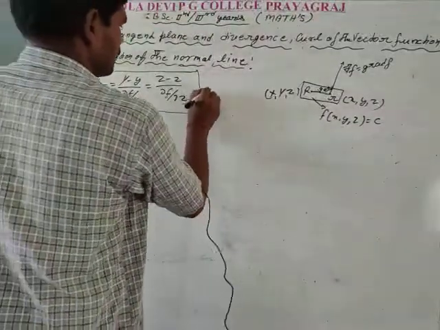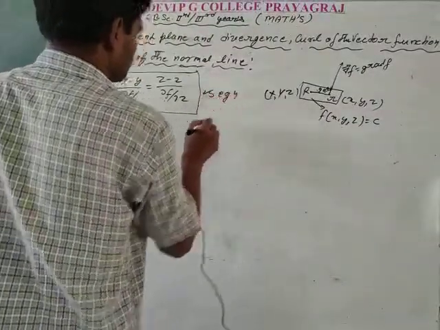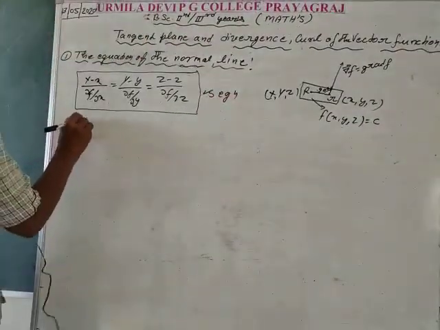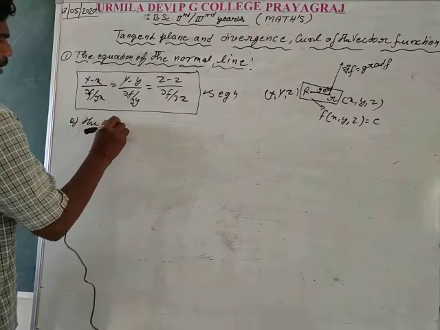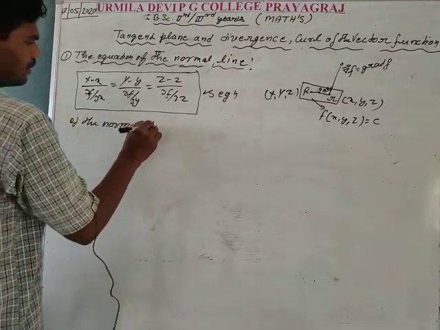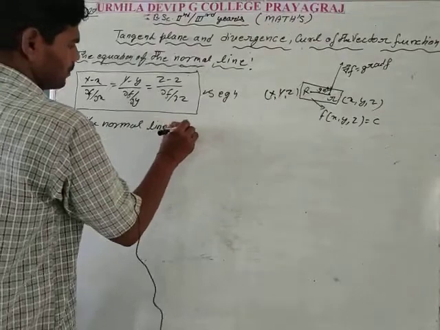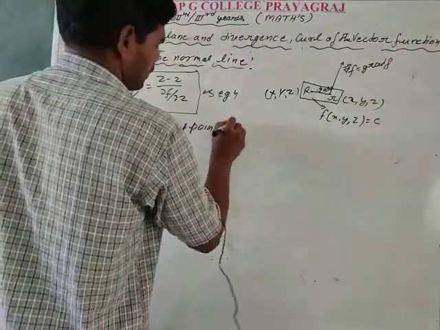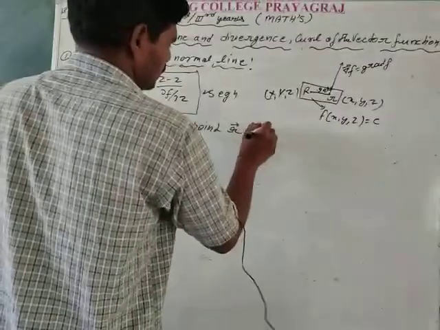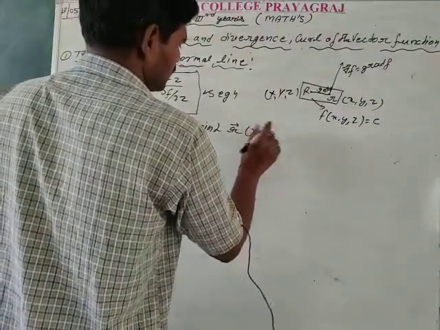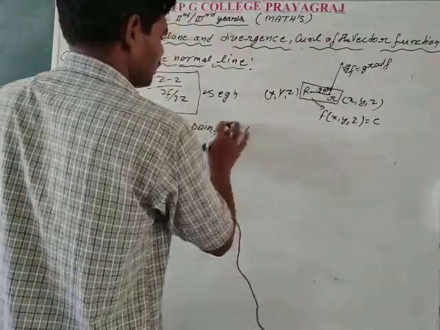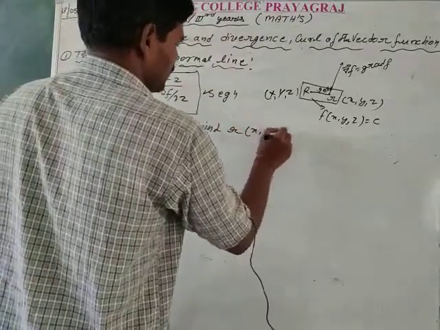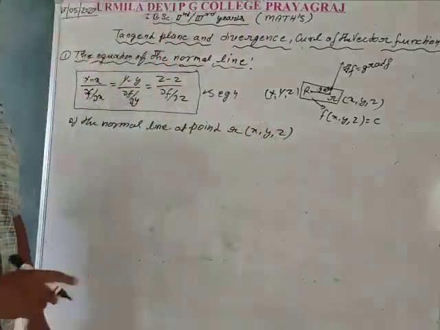This is the equation of the normal line at the point small r, x i plus y j plus z k. It can also be written in the form x, y, z. So this article is complete.